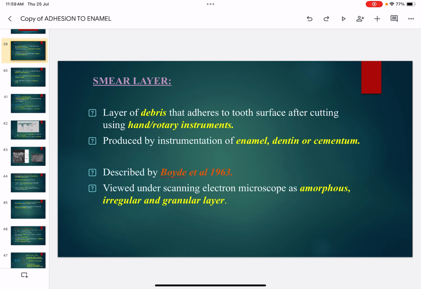And when viewed under a scanning electron microscope, the smear layer is seen as an amorphous, irregular, and granular layer. So, what you basically need to understand about smear layer is that it is a layer that is formed on the surface of the tooth after you prepare the tooth with a hand or a rotary cutting instrument. And smear layer was first described by Boyd in 1963.